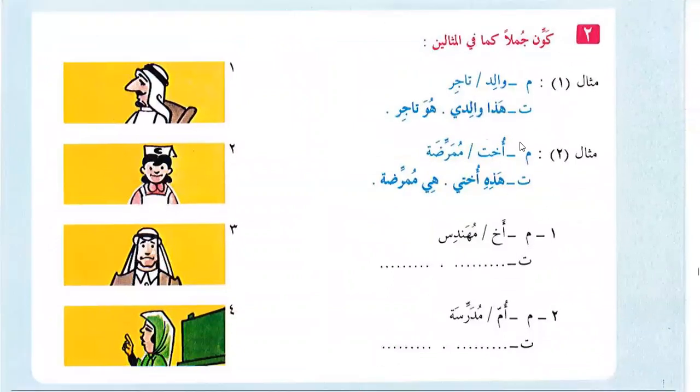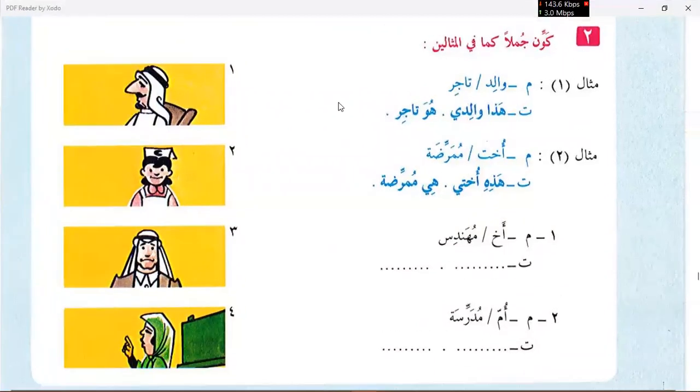Make sentences like in the two examples. Mudaris gave the word walid and tajir. So the student made the sentence Haza Walidi, this is my father. So he added the pronoun Ya to it. Huwa Tajir, he is a merchant. Hazi Ukhti, this is my sister. Hiya Mumarrida, she is a nurse. So this is easy, I hope.